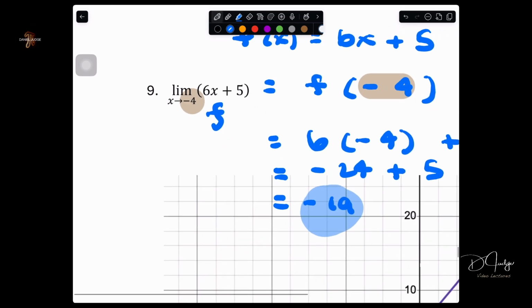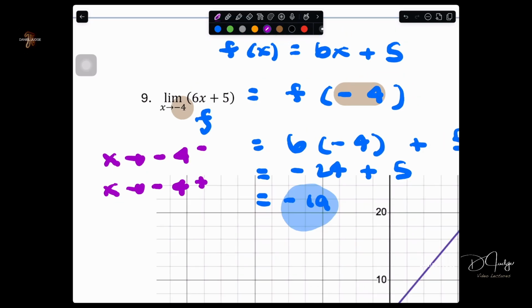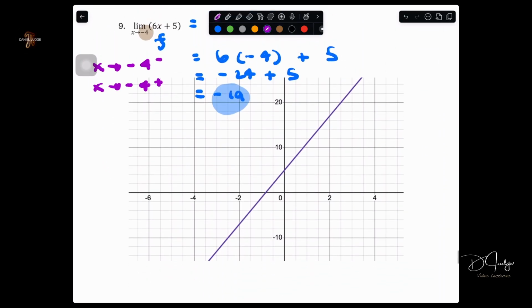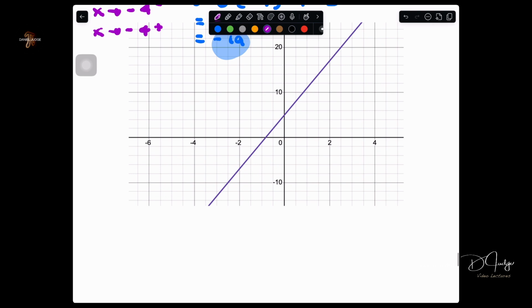And again, we've got to check both directions graphically. I apologize, x goes to -4 from the left. X goes to -4 from the right. So let's take a look here. And I guess we don't have that information. Shucks. Because -4 is really over here.